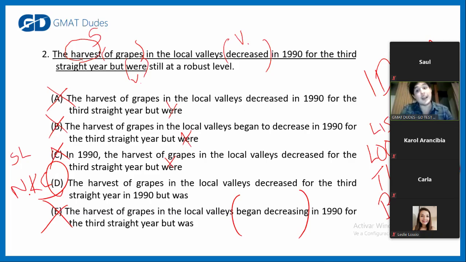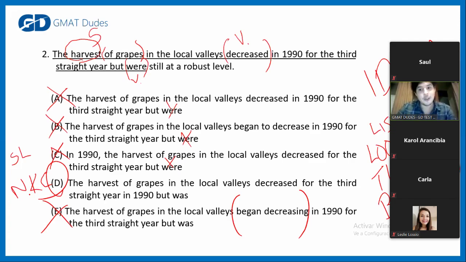But in a normal class, I wouldn't teach you so many things together. I would separate the classes into categories. So for example, in one class, I would teach you subject and verb agreement. In another class, I would teach you modifiers. In another class, I would teach you pronouns. And I would teach you the rules for all of those topics.